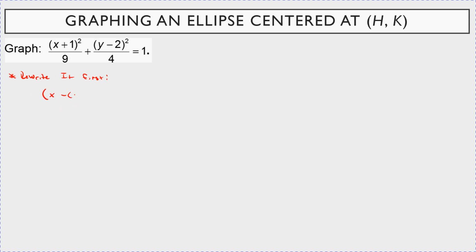So this is x minus -1 squared all over 3 squared plus y minus 2 squared all over 2 squared is equal to 1. Look, this is my h, this is my k. So let's write down the information. So the center is the point -1, 2.